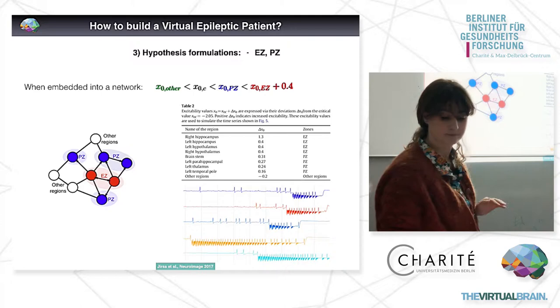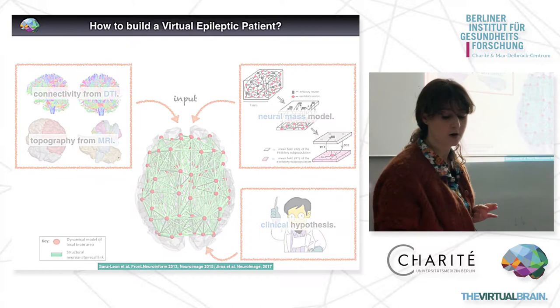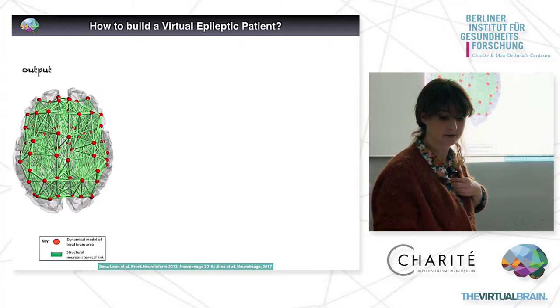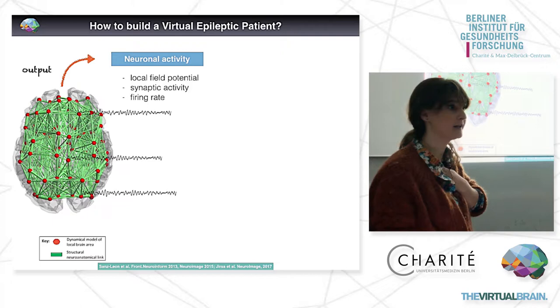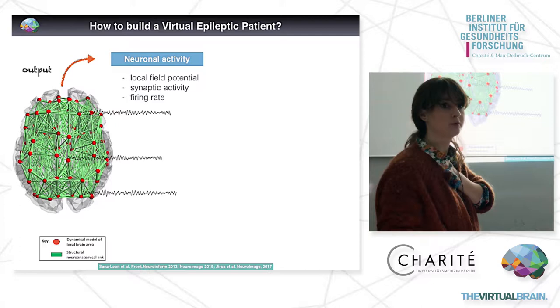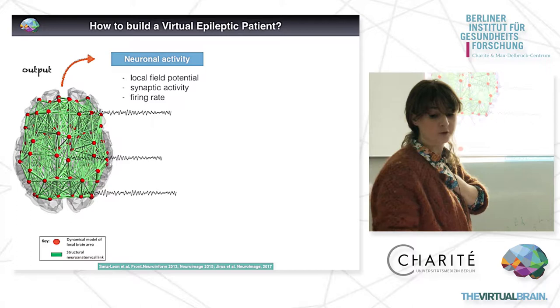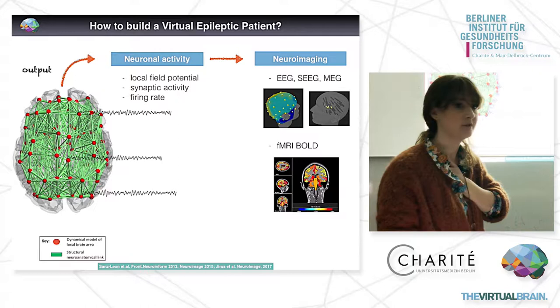Once we have our three main parameters, we can just run TVB. The direct output of TVB is the neuronal activity. Depending on your model, it can be local field potential, firing rate, or synaptic activity. For Epileptor, it's a local field, built to resemble the local field potential. From this neuronal activity, we can compute EEG, SEEG, also MEG or fMRI.